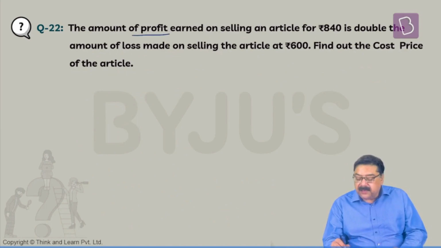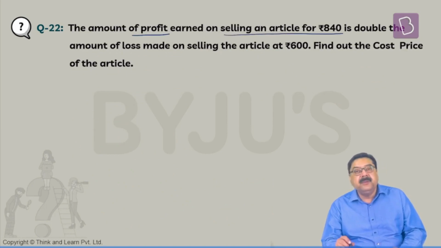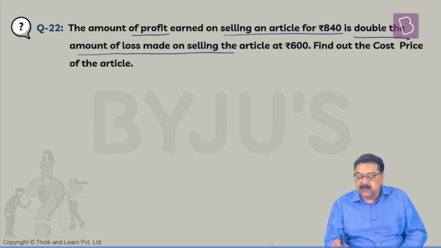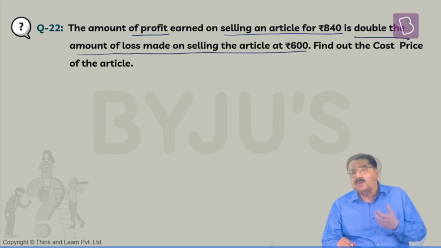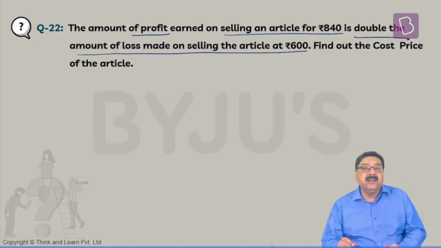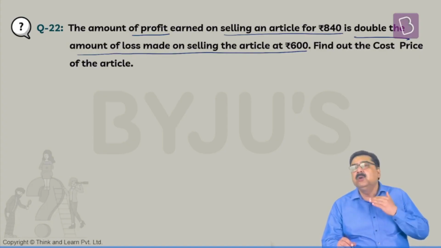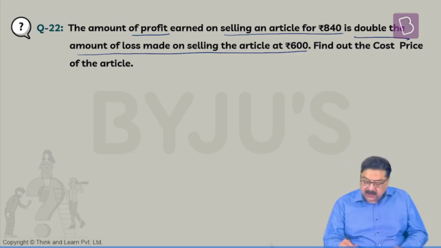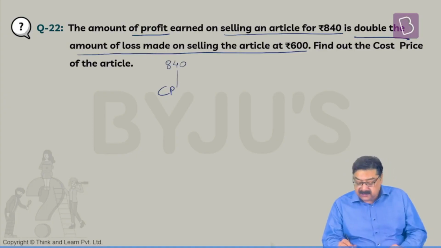Now the amount of profit earned on selling an article for rupees 840 is double the amount of loss made on selling the article at rupees 600. So we saw a similar kind of question wherein the profit made was equal to loss made. Here the profit made is double the loss made. So let us say that this is the cost price, selling price 840, there is a profit made, so it has to be above cost price, and selling price of 600, there is a loss made, so it has to be below cost price. Let us say the amount of loss made is rupees X.